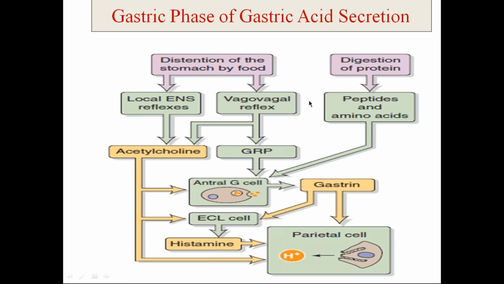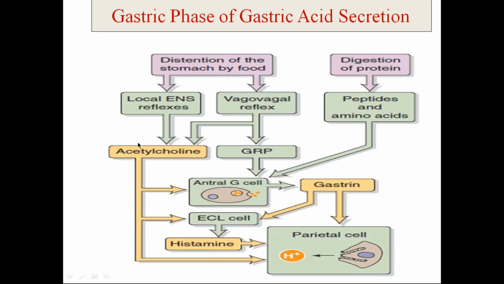तो vagovagal reflex, vagus से ही afferent component गया और vagus से ही efferent component आया. Afferent component कहाँ से गया? Stretch receptor of the vagus of the stomach. Afferent is the vagal fibers. The integrating center is the dorsal motor nucleus of the vagus. From there, the efferent neurons go to the effector. Effector क्या होगा? Effector होगा parietal cell, effector होगा G cell, effector होगा ये enterochromaffin like cell.